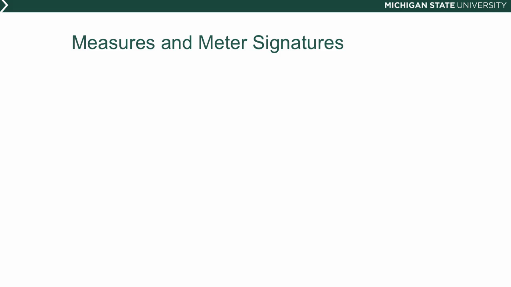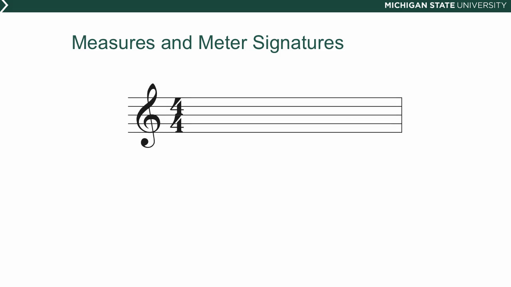Let me explain. This is the container I was talking about. In musical terms, it's called a measure or a bar. Measures are marked off with bar lines. The amount of notes held by each measure is determined by the meter signature, also called a time signature. In this case, the meter signature is 4/4.